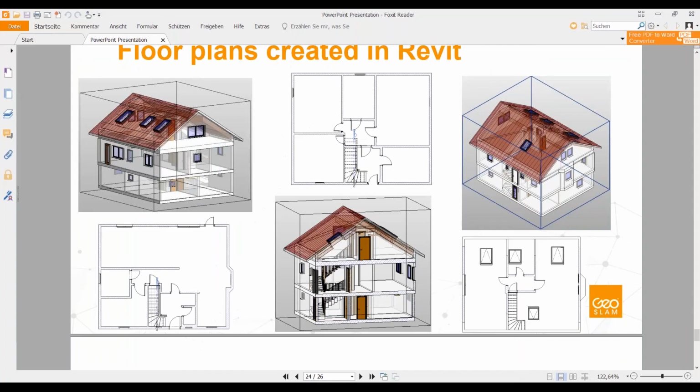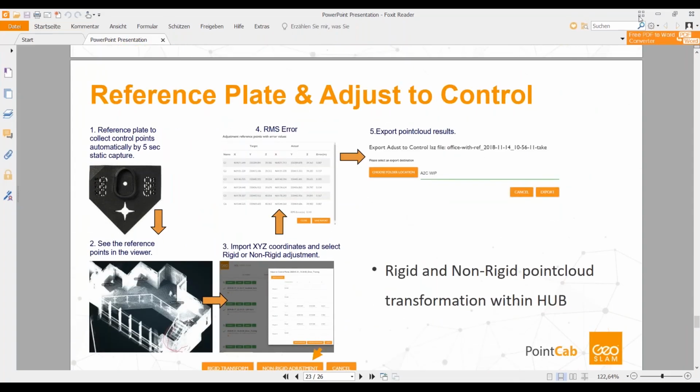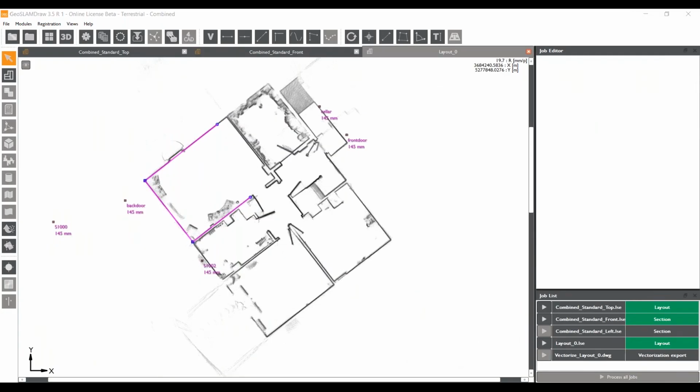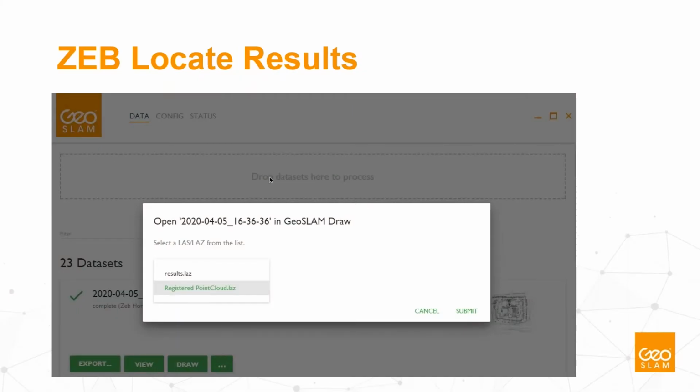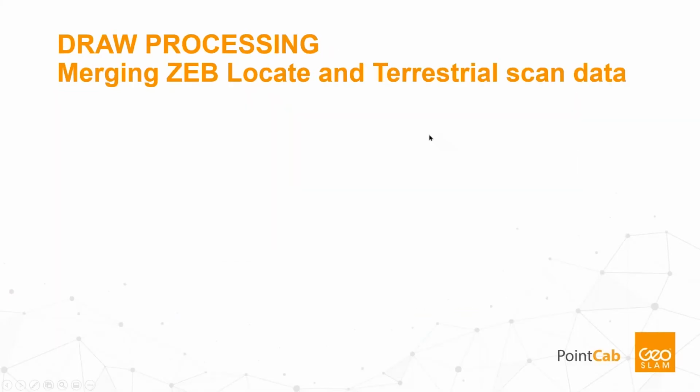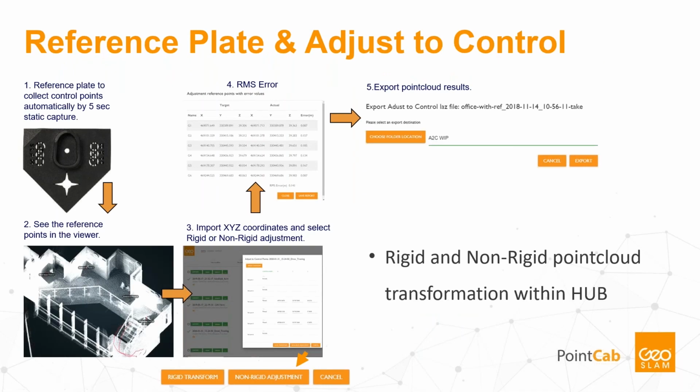But it seems like you have one more slide regarding reference plate and adjust to control. Yeah. Since you talk, I don't know if you want to. I'll give you the screen. Then you can use your mouse. And Martin talked about using spheres as a reference to merge the scans. There is another option, or just to talk about another possibility of using the reference plate.